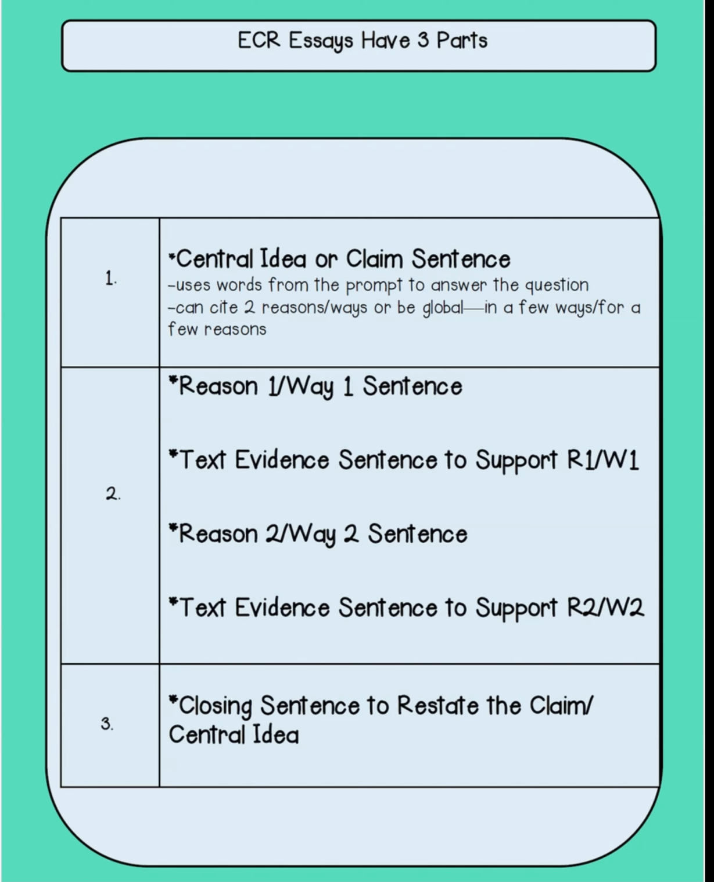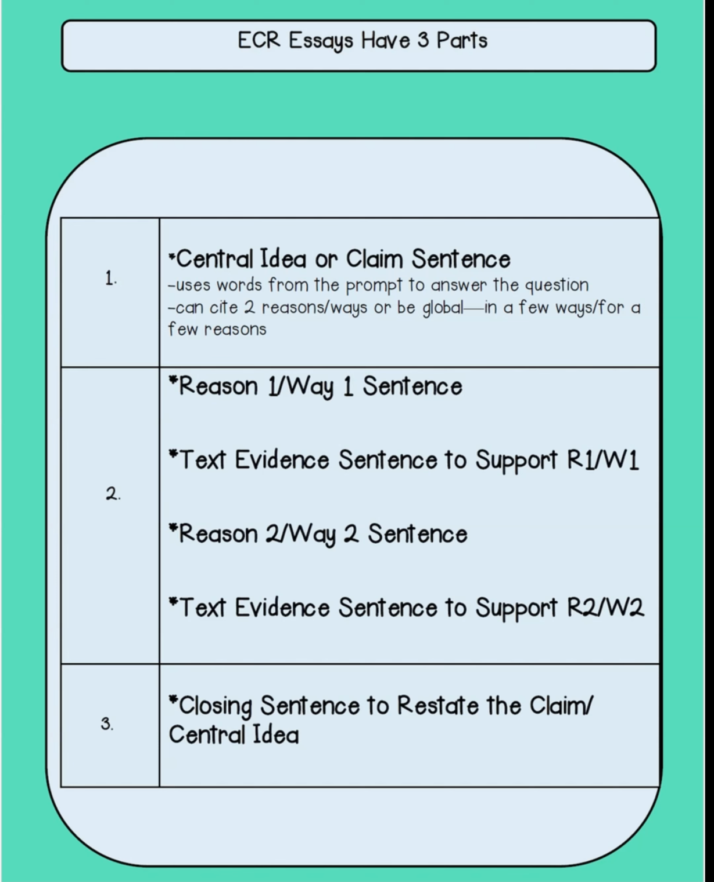They will have a prompt that they have to write about. We've typically seen those start with the word explain. They're explaining why something happened, how something happened, or their opinion about something they should or should not do. So, to make that easy and very clear, we remind students that they need to use words from the prompt to answer the question, and either cite two reasons or ways in that central idea, or use a phrase like in a few ways or for a few reasons to make the central idea or claim more global.